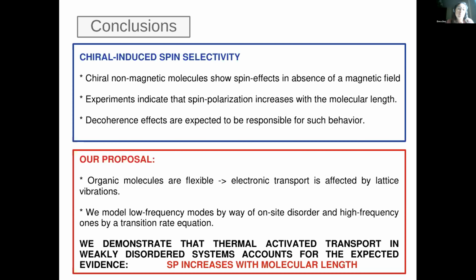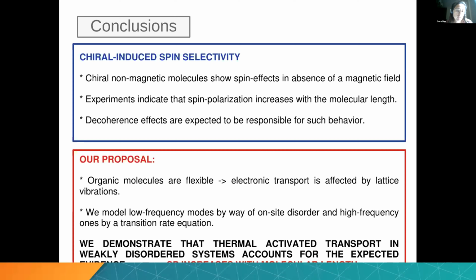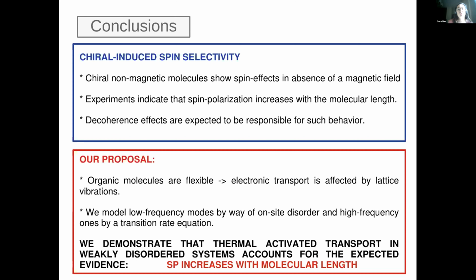And so our proposal to try to model that behavior, and it was successful, is that because organic molecules are flexible, the electronic transport has to be affected somehow by the lattice vibrations. Therefore we used Anderson disorder and a transition rate equation to model this kind of electron lattice interaction. At the end, we were able to demonstrate that thermally activated transport can be the clue in weakly disordered systems to account for the spin polarization increasing with molecular length.